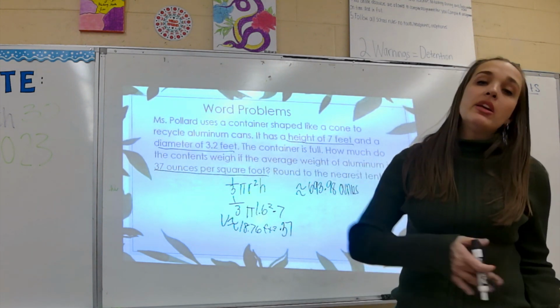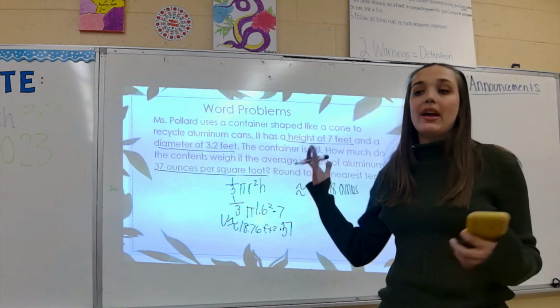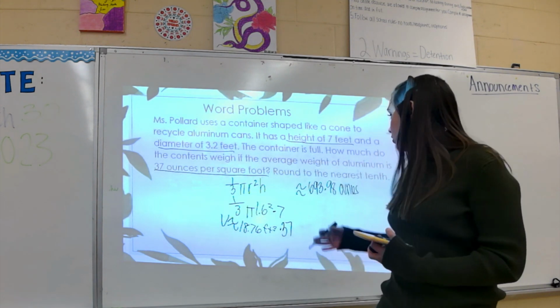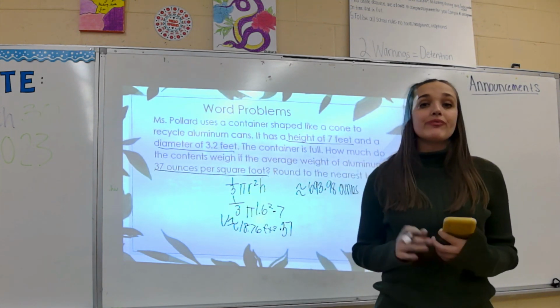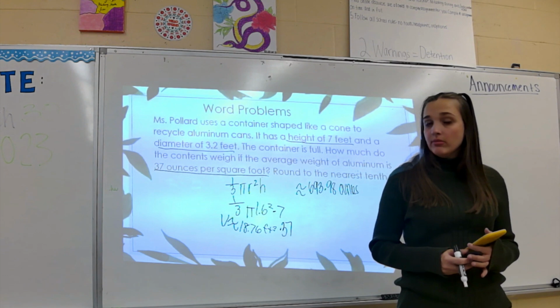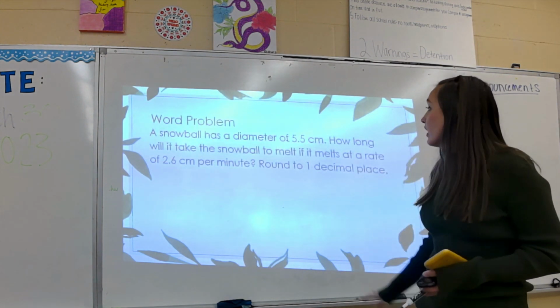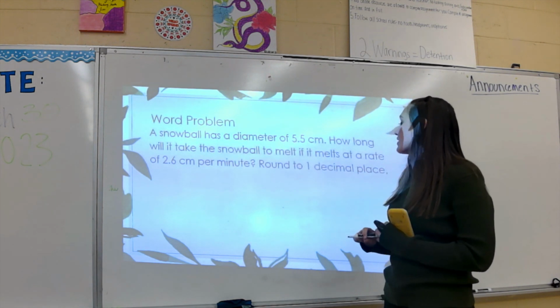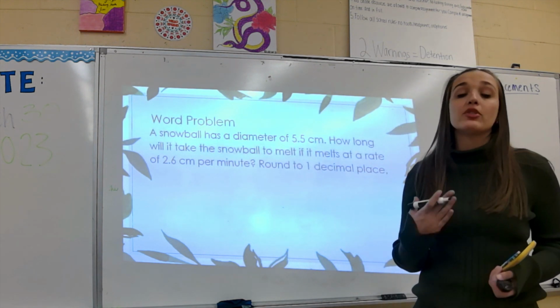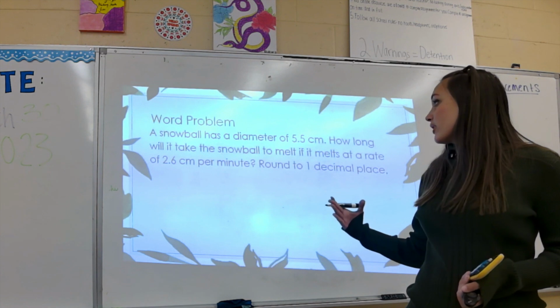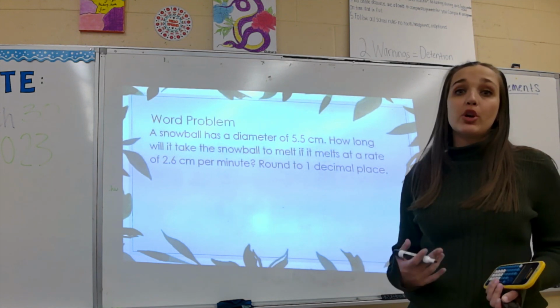We first find the volume, and then we are going to multiply it by our factor to be able to determine how many ounces there are. Let's take a look at another problem. Now we have a snowball, and the snowball has a diameter of 5.5 centimeters. We want to know how long it would take for the snowball to melt if it melts at a rate of 2.6 centimeters per minute.